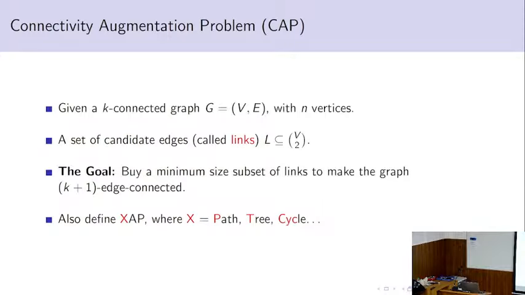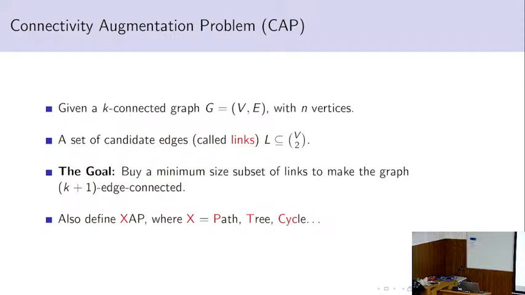I'm going to give you a graph, and I'm also going to give you an extra set of links, candidate edges that I call links. What I tell you upfront is that this graph is k edge connected: if you pick any two vertices in the graph, there are k edge disjoint paths between them. And what I want you to do is to buy a minimal subset of these available links to make the graph go from k edge connectivity to being k plus 1 edge connected.